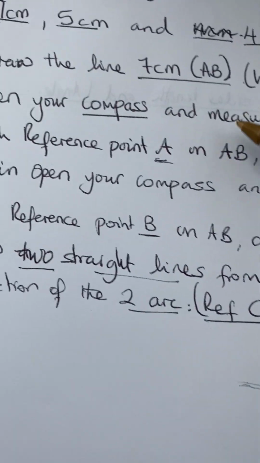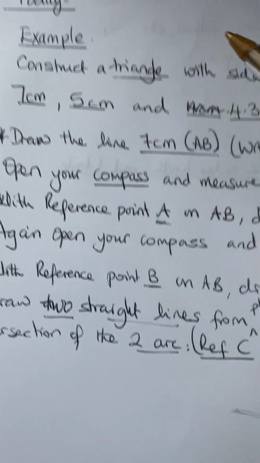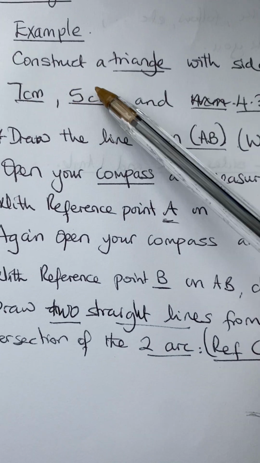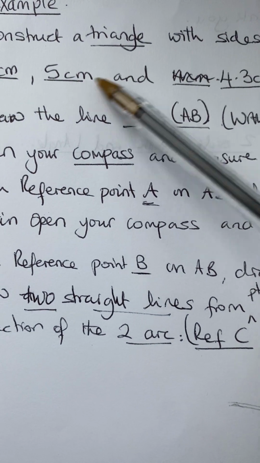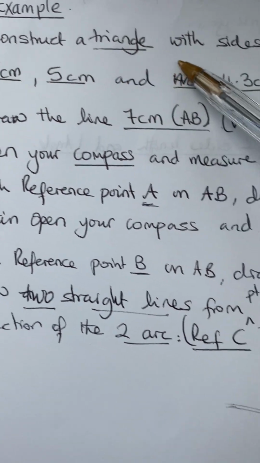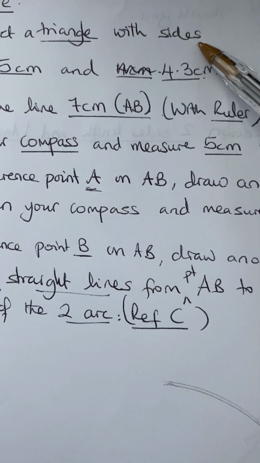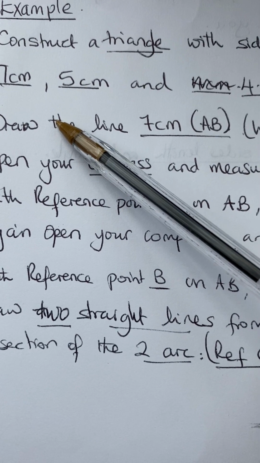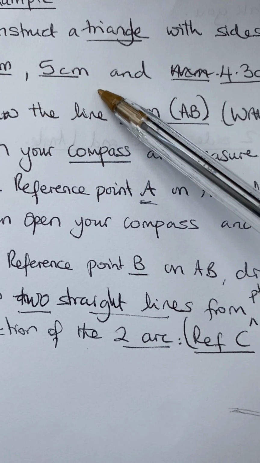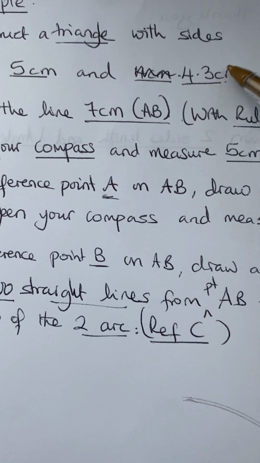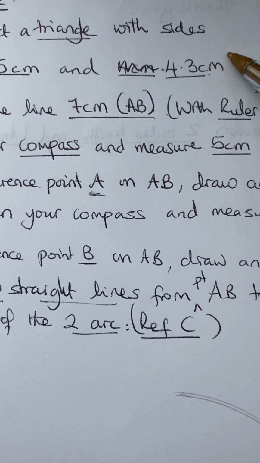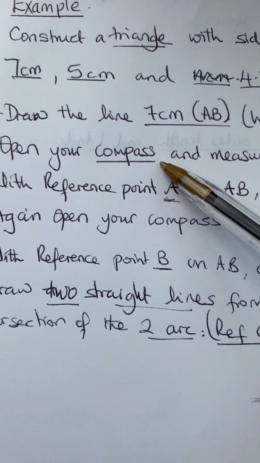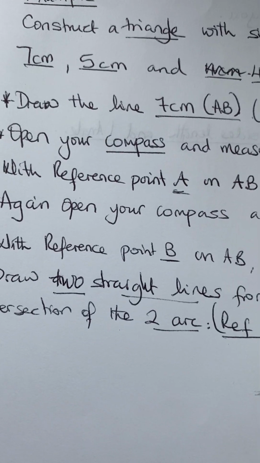Now, here they said construct a triangle. It can also be draw a triangle. They can say that, or construct a triangle with sides 7 centimeters, 5 centimeters, and 4.3 centimeters. So I'll talk you through it first, and do it and show you.